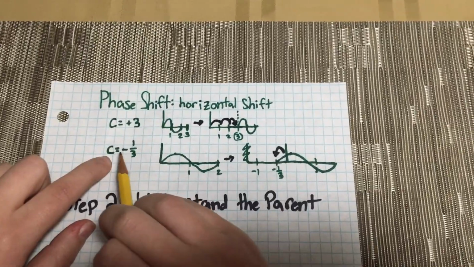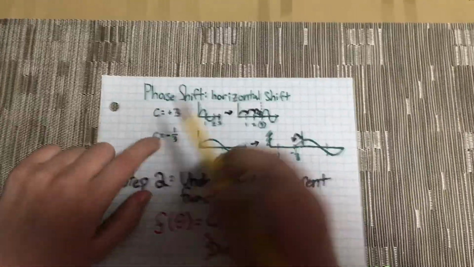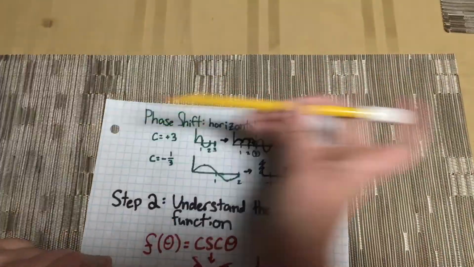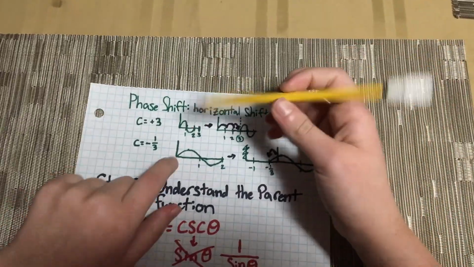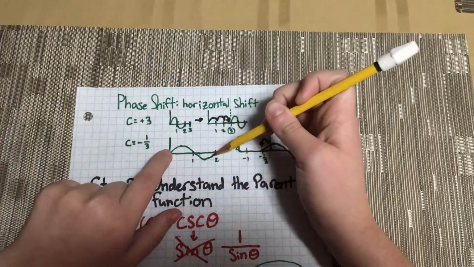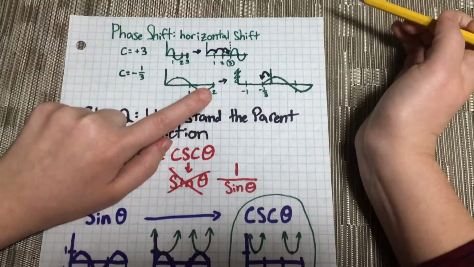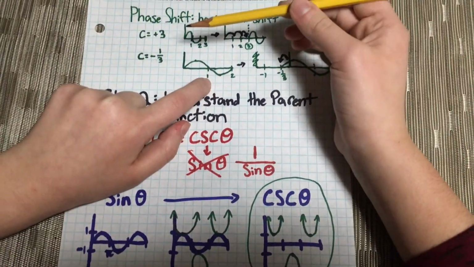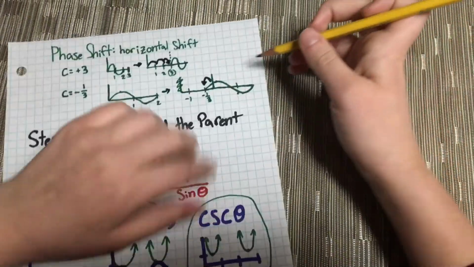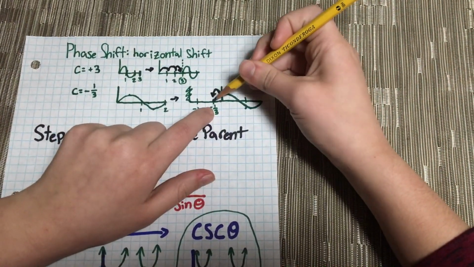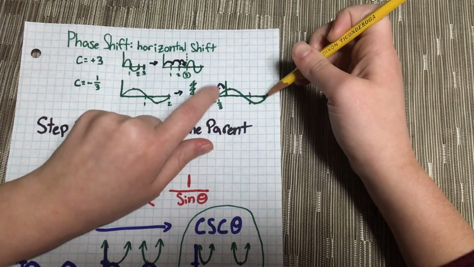Now, if c was minus 1/3, minus means you're going to move to the left this amount of units. So let's say this is our original sine function. Now we're going to move it 1/3 unit to the left. So it begins here.